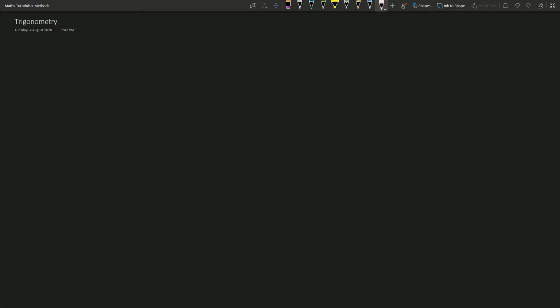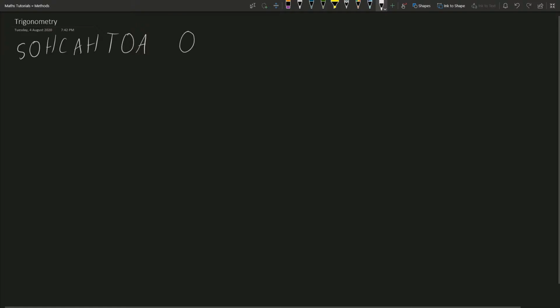You may have heard a few terms thrown around in the trigonometry topic. The first acronym you may have heard of, SOHCAHTOA. Now just excuse my handwriting because I'm still learning this new graphics tablet which I'm using to write stuff on the page. Next thing you may have heard of is theta. You may have seen this symbol thrown around, which just means 90 degrees.